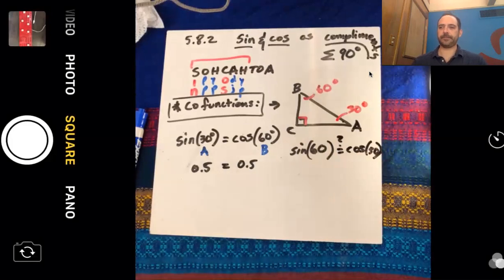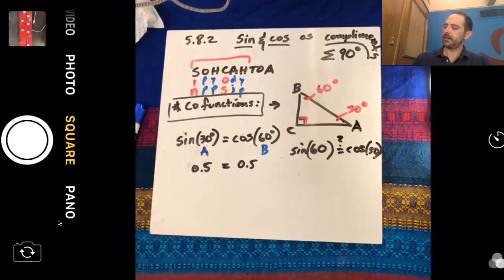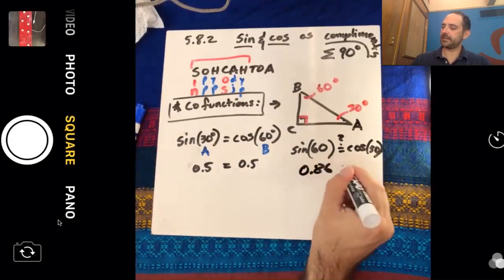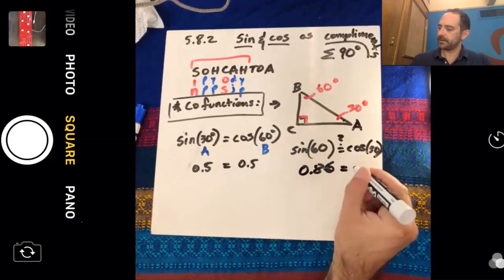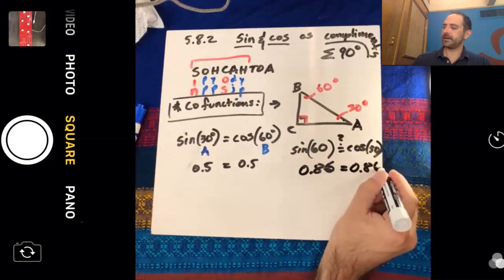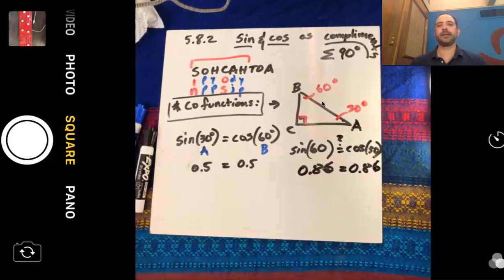So let's go back. Actually, it's not very helpful for you to pull that up, so let me just do it here. All right, let's put in 60 sine. Make sure you have the syntax for that correct. So we get 0.86. Let's see if that's equal to the cosine of 30. Clear, 30 cosine. 0.86.